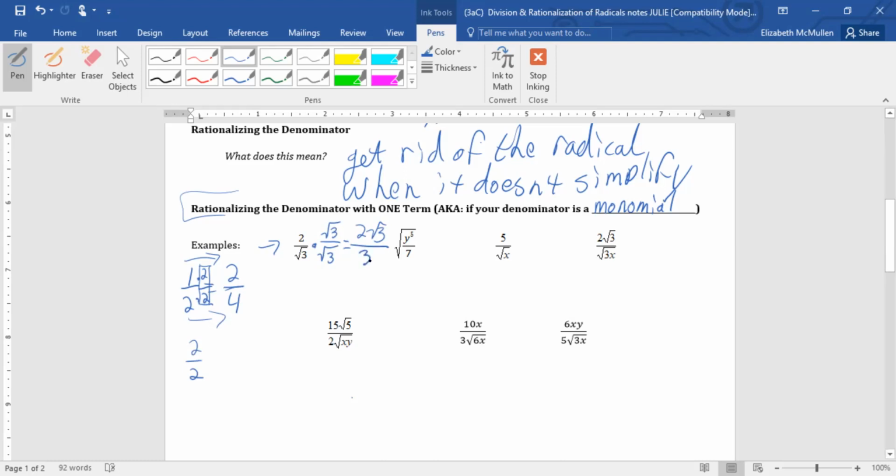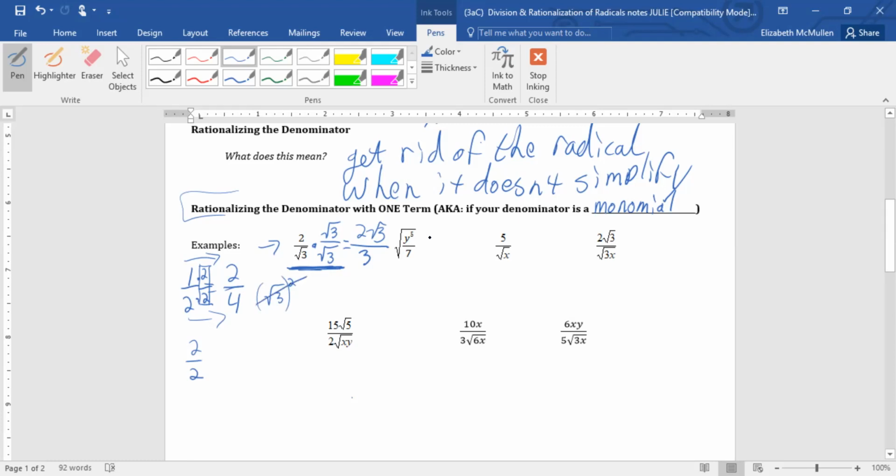So, quick shortcut so you don't have to run it through 9 every time. Any radical times itself, the radicals cancel out. All right. Another way of saying this would be radical 3 squared, right? Radical 3 times radical 3 is radical 3 squared. And you can think that the radical and the squared cancel each other out. All right, let's look at the next one.